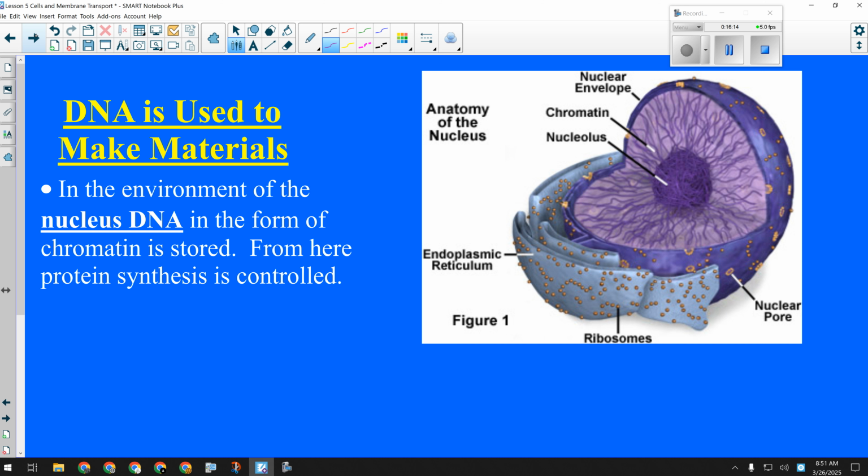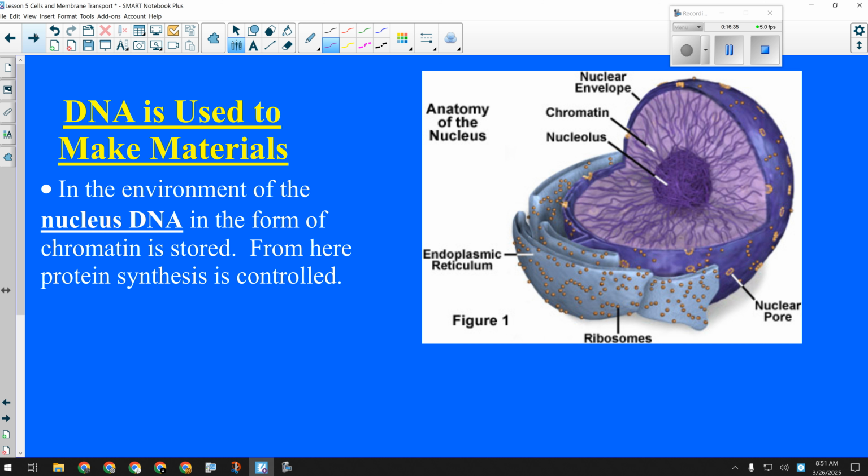All right, so in the environment of the nucleus, the DNA is stored, it's protected in there, other things don't get in there, it's a nice secure environment. DNA doesn't get let out. Copies of it get let out, but the DNA itself doesn't. And it's got that nice secure membrane around it. Everybody good with that?